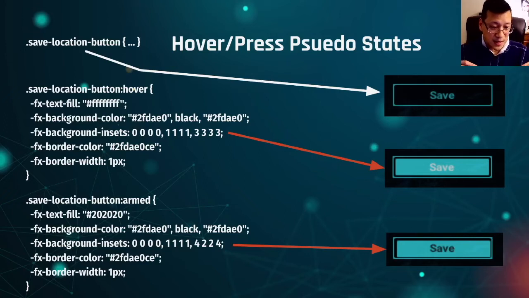The insets, if you notice, there's three spots where the color, it's aqua, where the first position says 0 0 0 0. That's saying that the outer part or the shape of the background, there's no insets, where it's aqua. Then the next color is black, which is inset 1 pixel, and then the next is the aqua again, which makes the aqua square that's surrounding the save actually offset as if it looks like it's being pressed, which is the insets are 4, 2, 2, and 4.